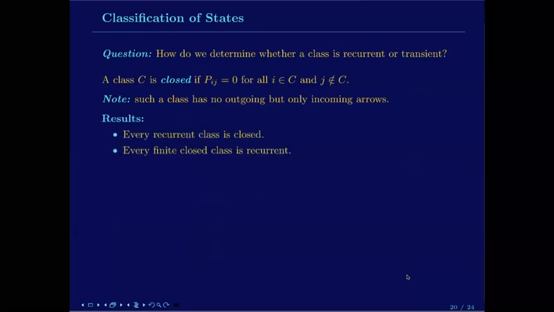And every recurrent class must be closed, because otherwise we could leave it and never return back, which, as we already have seen, would then imply transience. So every recurrent class is closed. Vice versa, however, not every closed class is necessarily recurrent, but every finite closed class is necessarily recurrent.